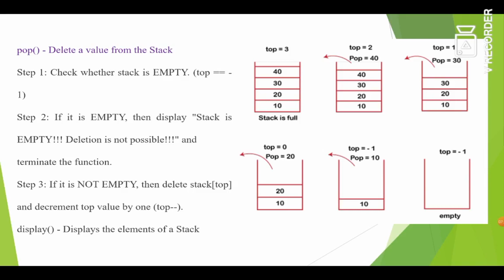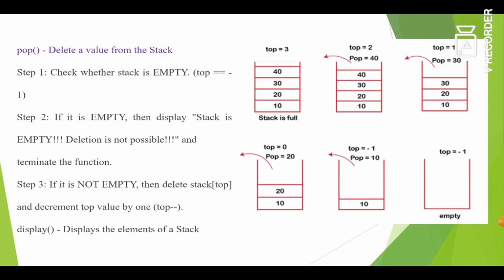So 40 is deleted. After the removal of an item 40, you can decrement the top pointer by 1. So now top becomes 2. Top is equal to 2 means it indicates the value 30. Stack of 0 is 10, stack of 1 is 20, stack of 2 is 30.